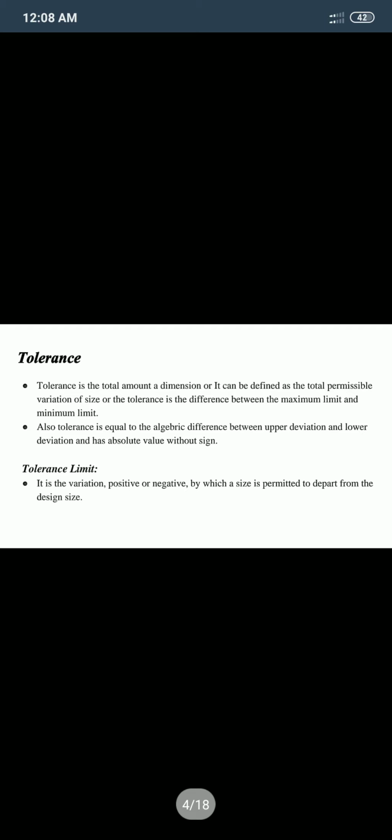Then tolerance. Tolerance is the total amount of dimension, or another definition: tolerance is defined as the total permissible variation of size, and another definition is the total difference between the maximum limit and minimum limit is called the tolerance. This is the simple definition. The tolerance is the difference between the maximum limit and minimum limit. Also, tolerance is equal to the algebraic difference between the upper deviation and lower deviation and has an absolute value without sign. Then tolerance limit: it is the variation, positive or negative, by which a size is permitted to depart from the design size.